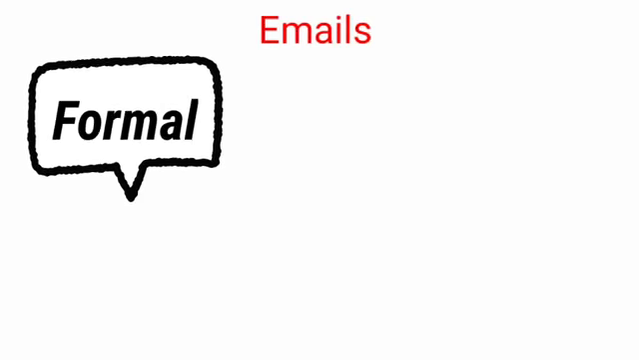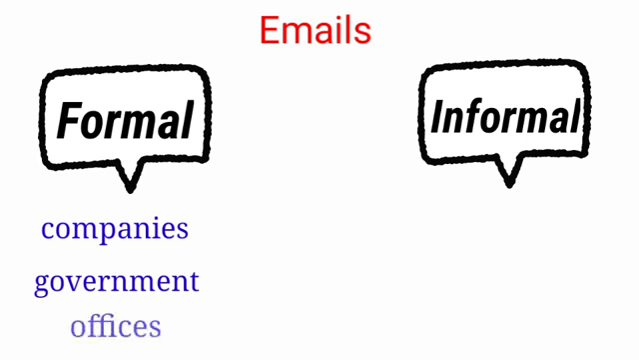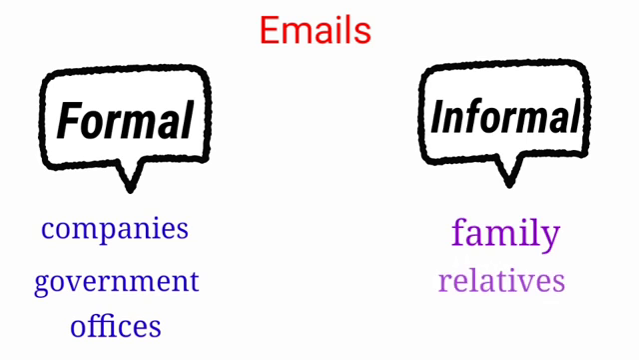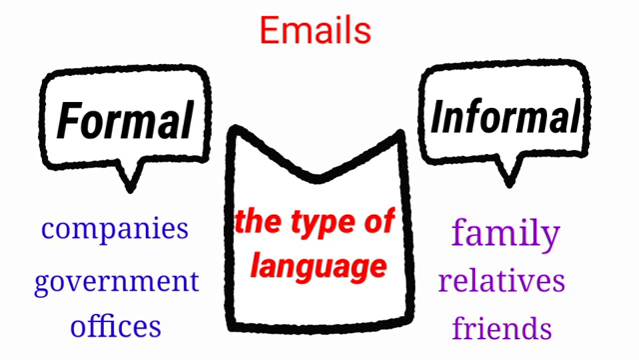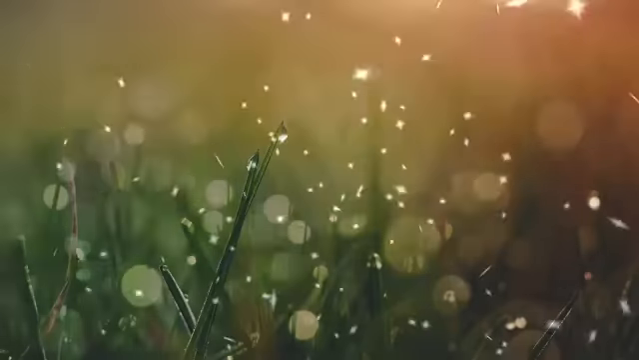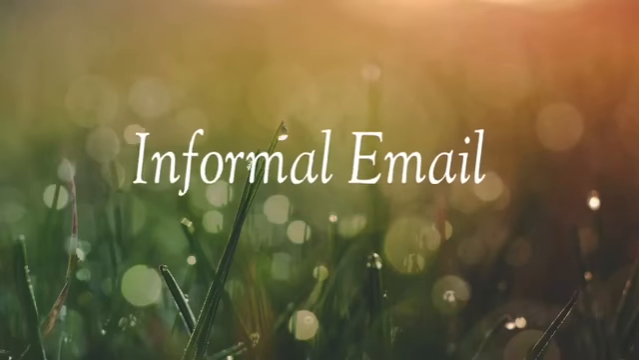And now, let's move to the kinds of emails. There are two main kinds of emails: formal emails and informal emails. Formal emails are sent to companies, government, and offices. Informal emails are sent to family, relatives, and friends. But what is the difference between formal email and informal email? It's only the type of language we use to write each one of them. And today, we're going to learn how to write an informal email.